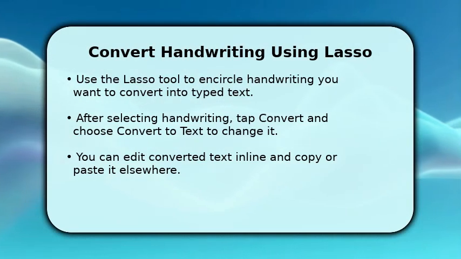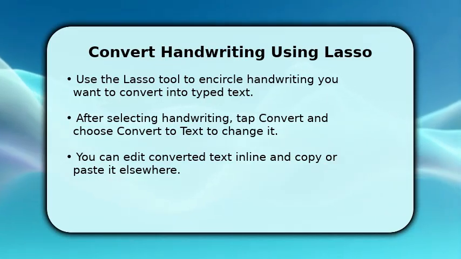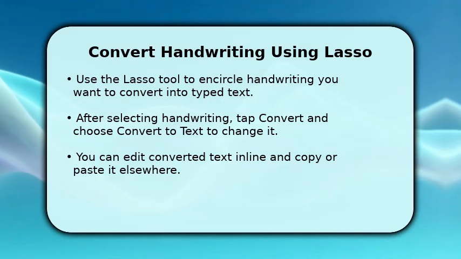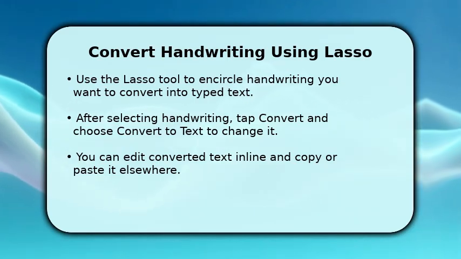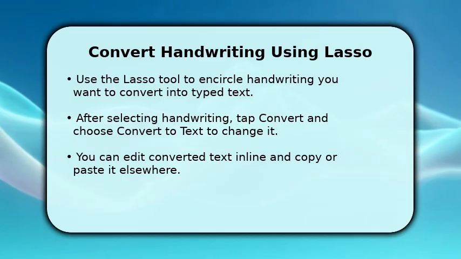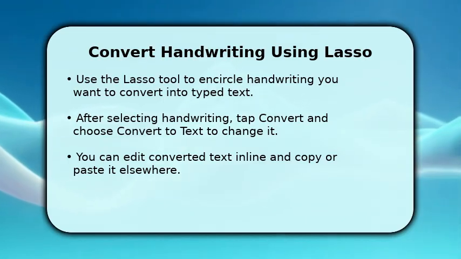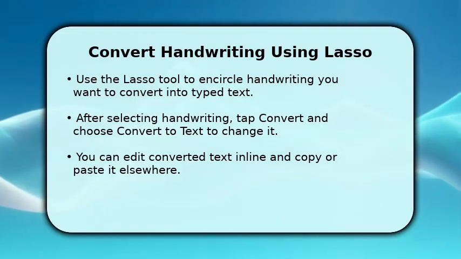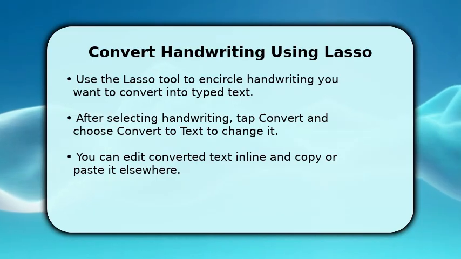Choose the lasso tool from the toolbar to select your handwritten notes precisely. Draw a loop around the handwriting you want converted, making sure all strokes are enclosed. After selection, tap the selection to open the contextual menu with Convert options. Tap Convert, then select Convert to Text to transform the handwriting into typed words.